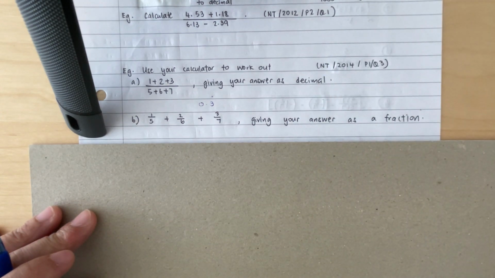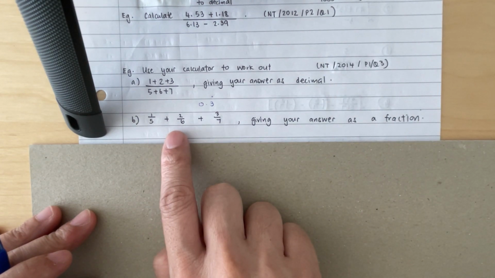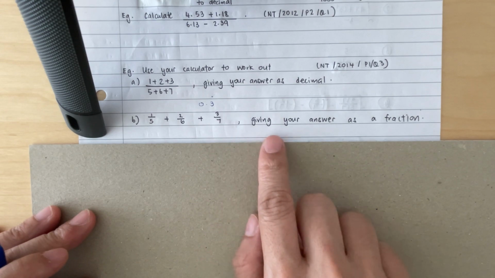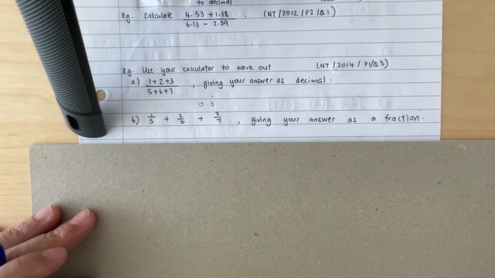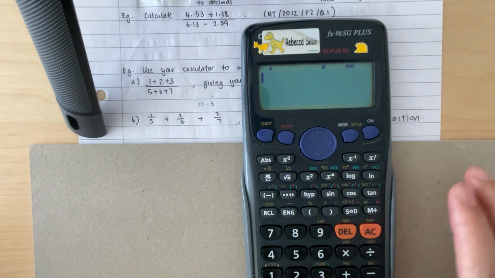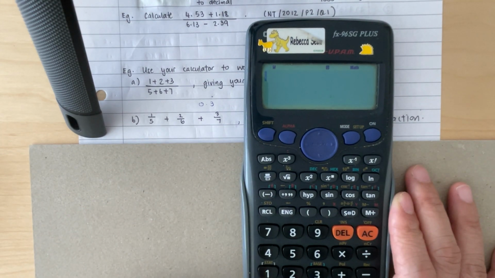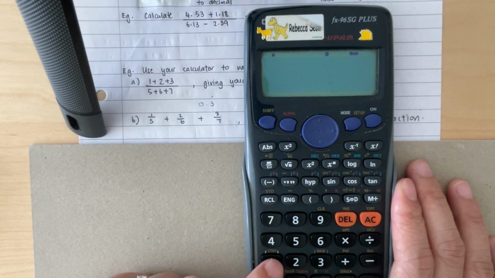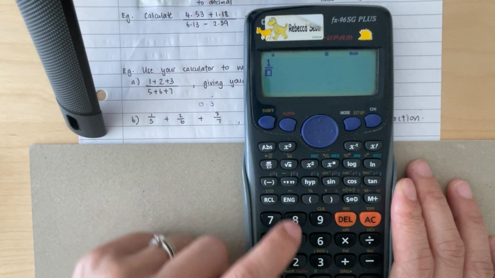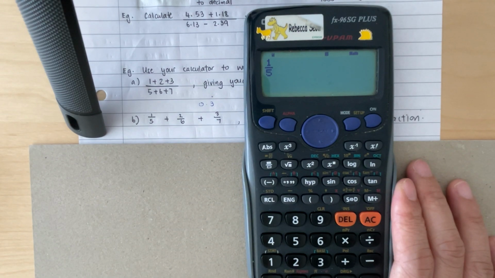Next, 1 out of 5 plus 2 out of 6 plus 3 out of 7, giving your answer as a fraction. So these are 3 individual fractions. Let's form the first fraction. So for the first fraction, you press 1, fraction button, 5. So that's 1 out of 5, right?